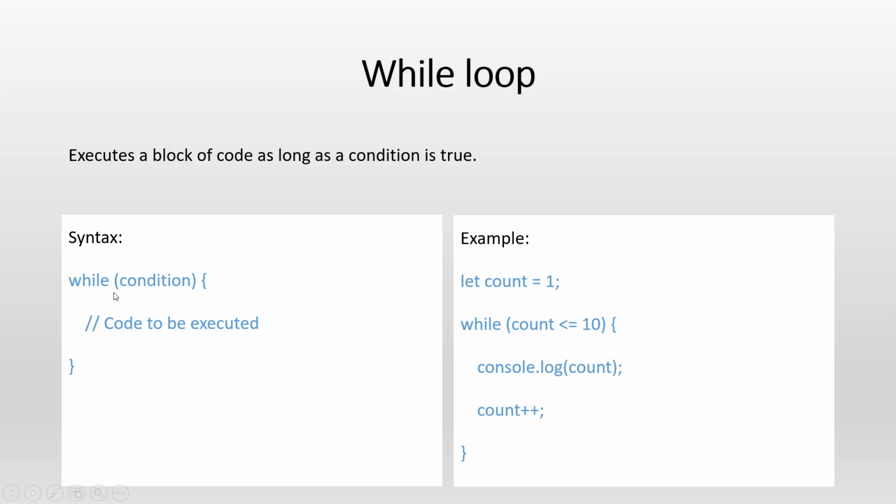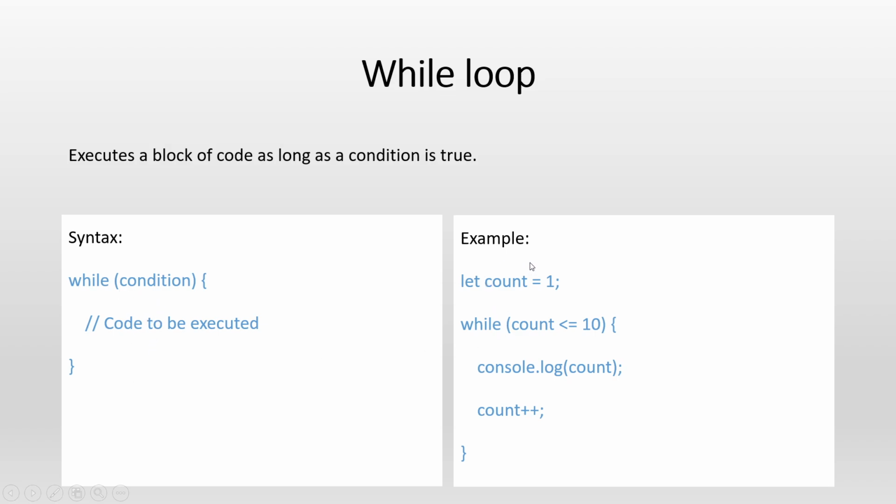This is the syntax of a while loop. While, brackets, condition. I forgot to write one thing: there should be an increment value inside it. I haven't written that one. So the while loop looks like this.